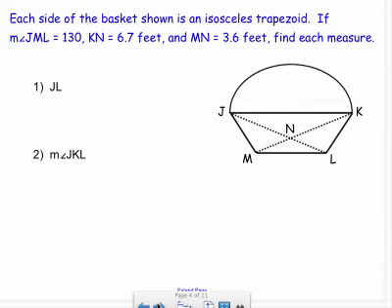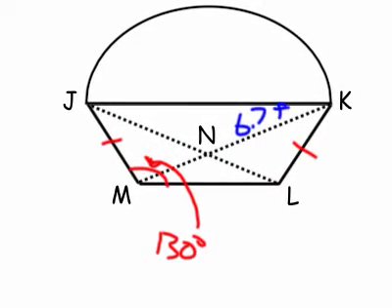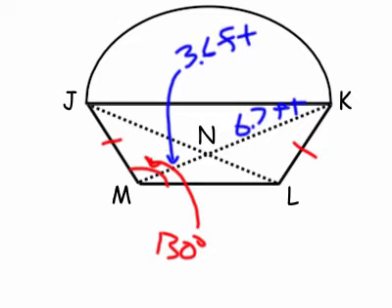So let's use that to find some information. We have a basket, and it says that it's an isosceles trapezoid. So I know that these sides are congruent. Angle JML, that's this whole thing right here, is 130 degrees. KN is 6.7 feet. I'm going to draw that in here. And MN is 3.6 feet, down here.